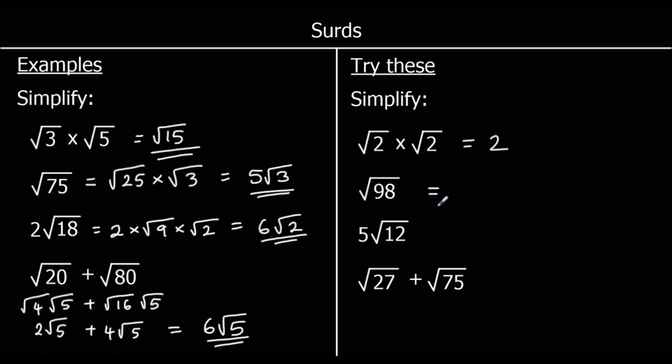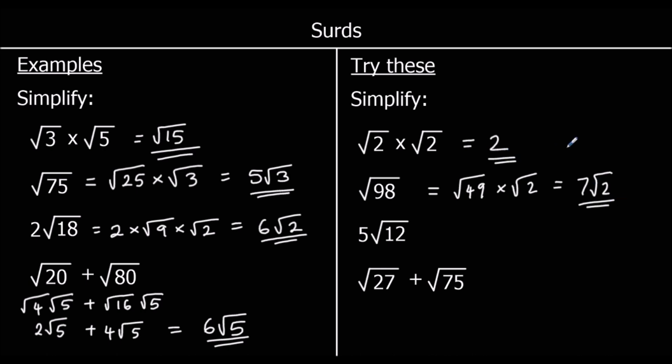For the second one, root 98. We're looking for a square number that's a factor of 98 to simplify it. And it is root 49 times root 2. Root 98 is root 49 times root 2. Root 49 is 7, so we've got 7 root 2.